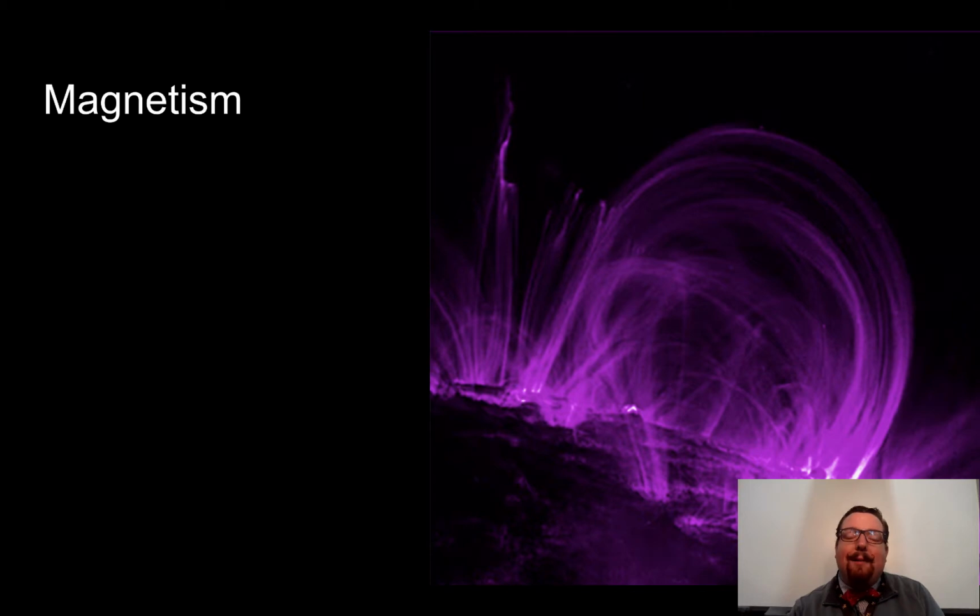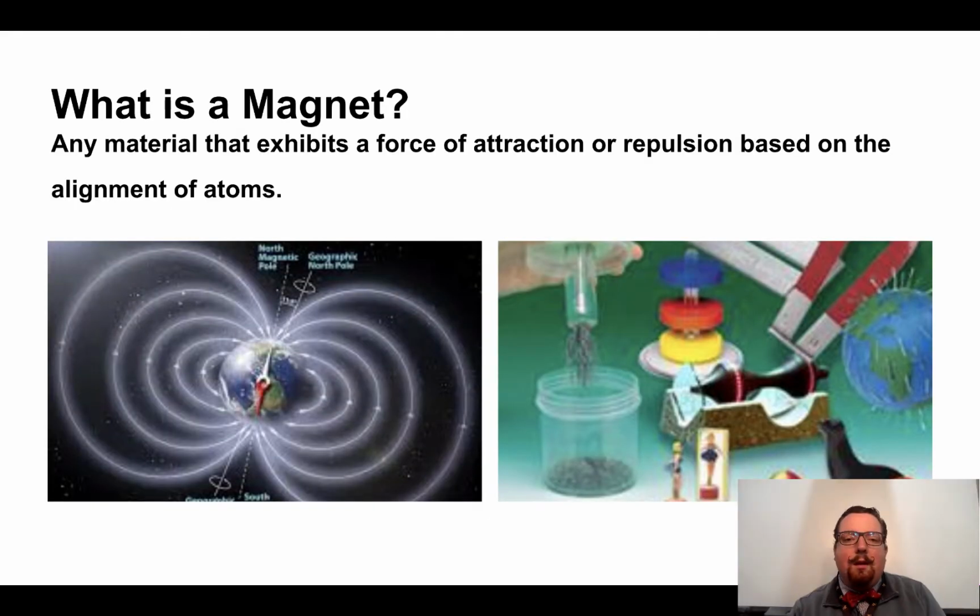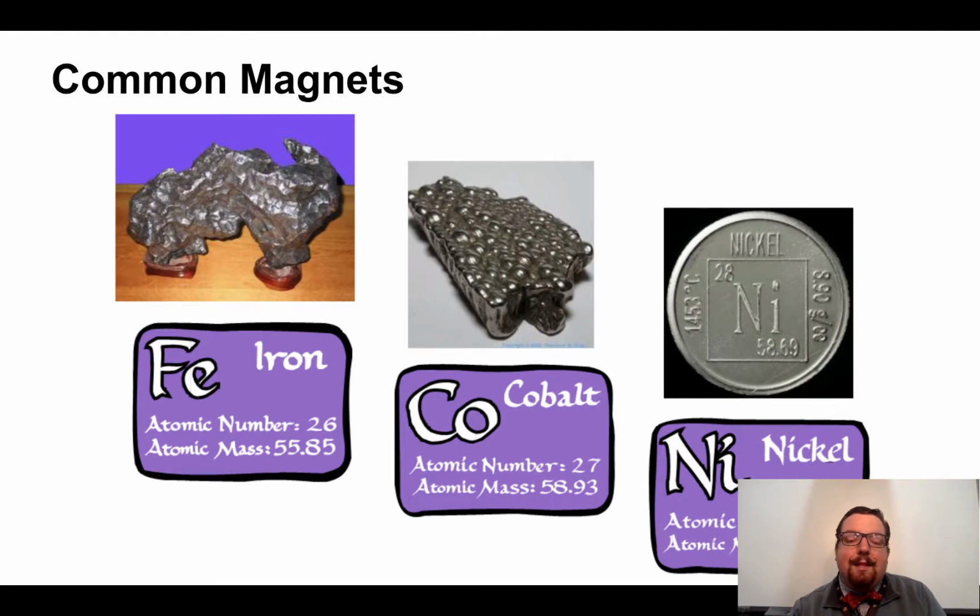Today we'll be talking about magnetism. So first off, what is a magnet? Any material that exhibits a force of attraction or repulsion based on the alignment of its atoms is considered a magnet. So the way that the atoms in a material are lined up can cause it to attract or repel other objects. Some common magnets are iron, cobalt, and nickel. These are all materials that have magnetic properties or can be magnetized.